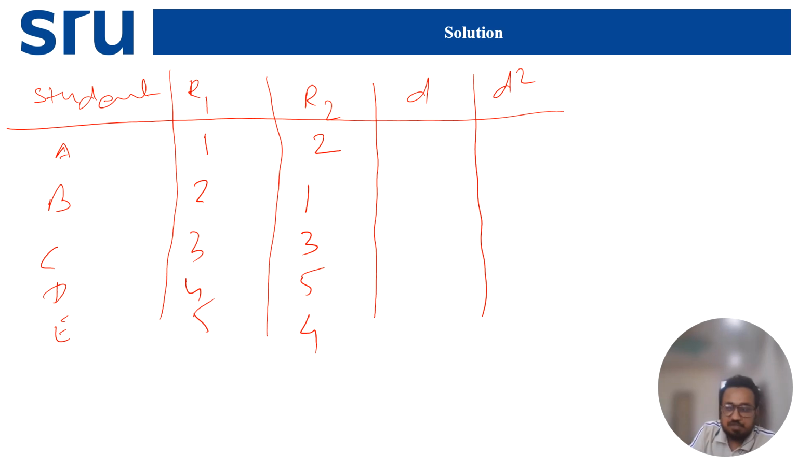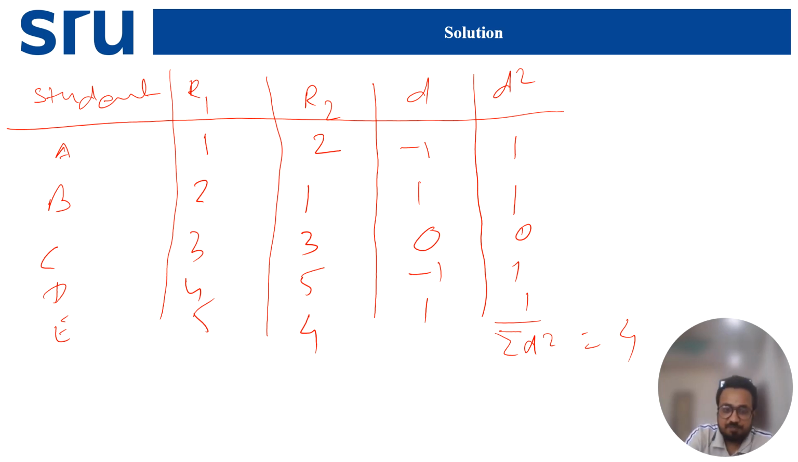Now we find the difference between their ranks. 1 minus 2 is minus 1. 2 minus 1 is 1, 3 minus 3 is 0, 4 minus 5 is minus 1, 5 minus 4 is 1. Now we'll find D square: 1, 1, 0, 1, 1. Now we'll find the summation D square, which is nothing but 4.